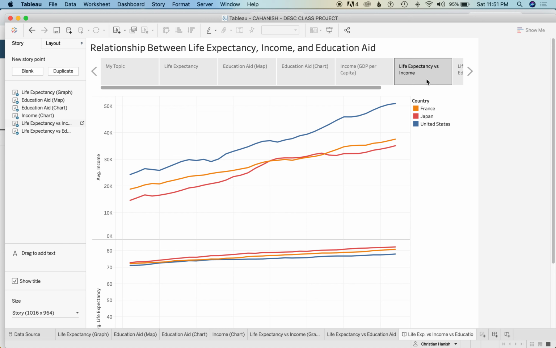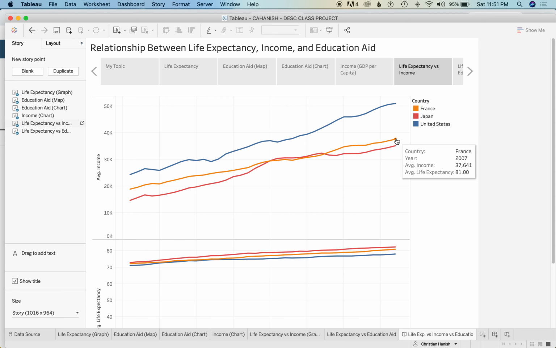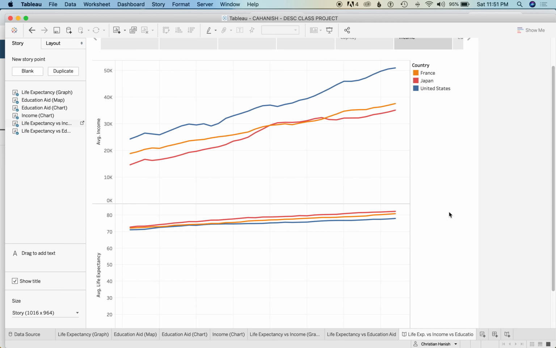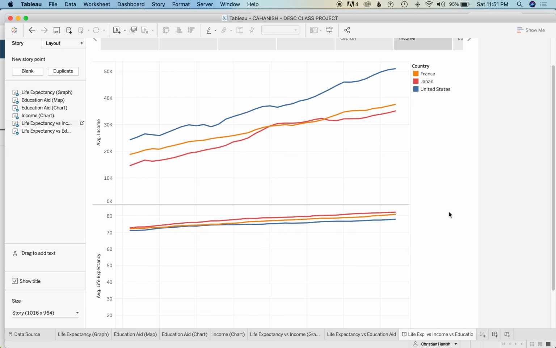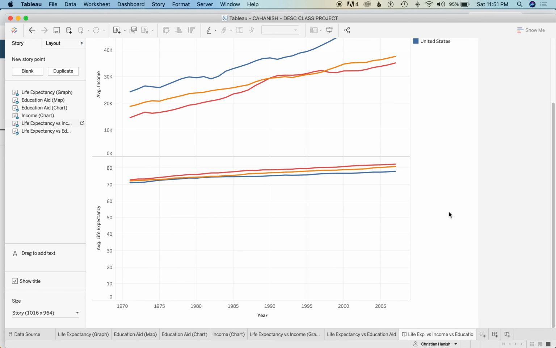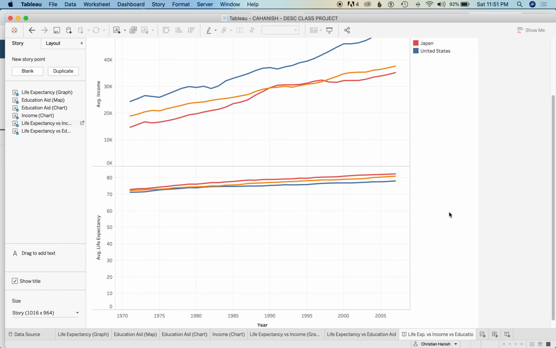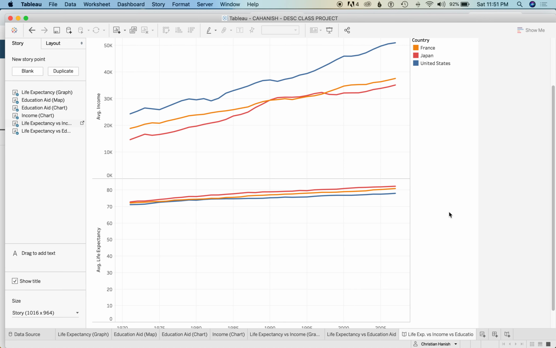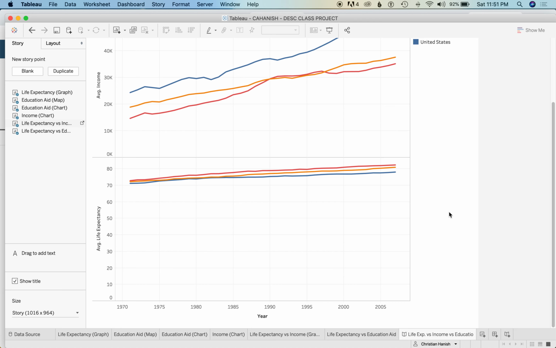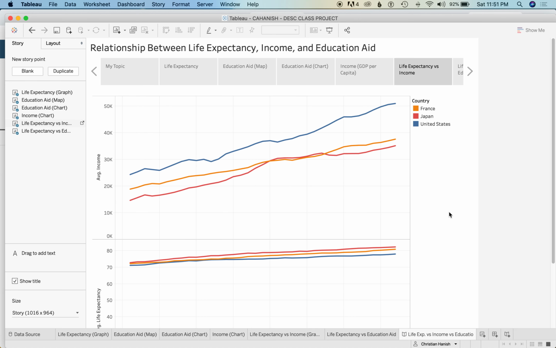So here we're going to dive into three specific countries: France in orange, Japan in red, and the United States in blue. So as you can tell here, we're looking at life expectancy versus income, and there does appear to be a positive relationship between average income and average life expectancy over time. So from 1970 to the early 2000s, both are increasing. Now, income is definitely increasing at a more rapid pace than life expectancy, but overall they're both positive and upward trending.